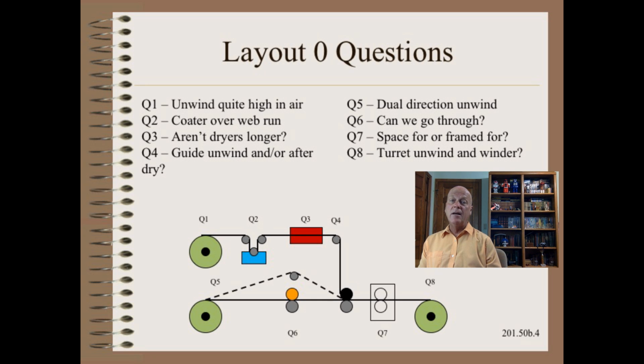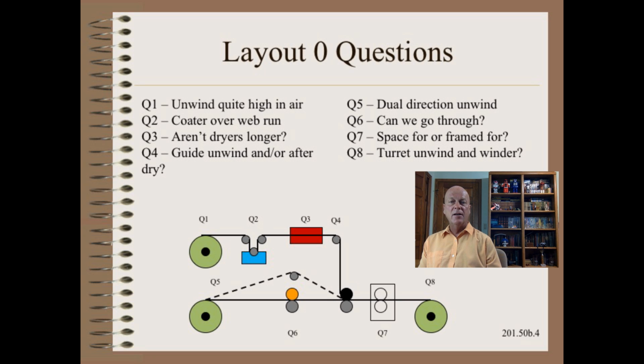The questions we now ask and the group consensus answers will largely determine what the next design iteration would look like. Here I've illustrated the principle with 8 questions. For example, unwind number 1 and the coater are both pretty high up into the air.